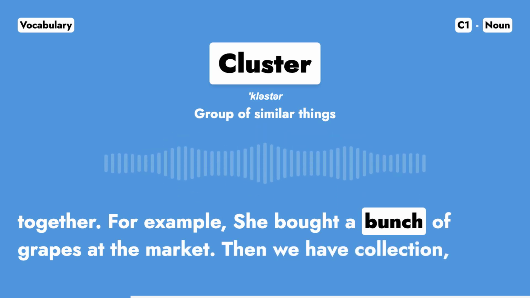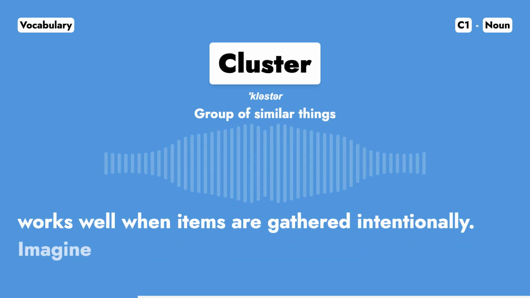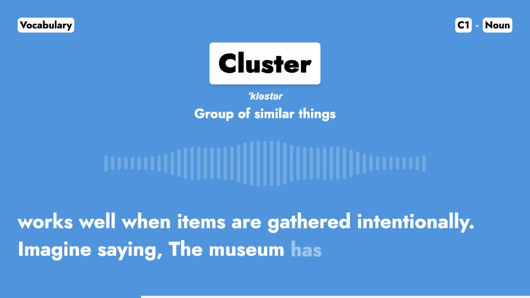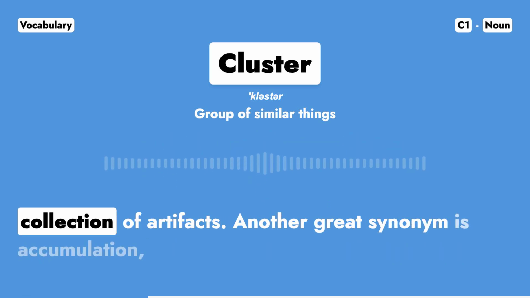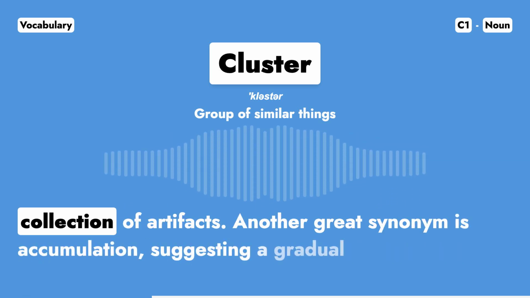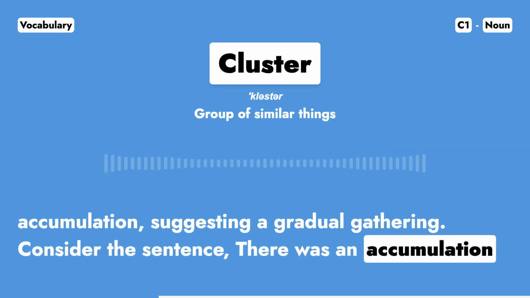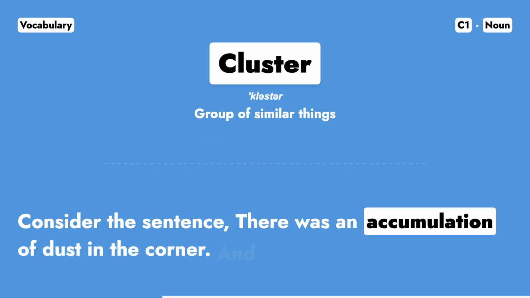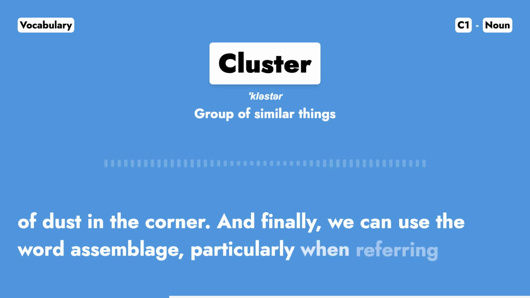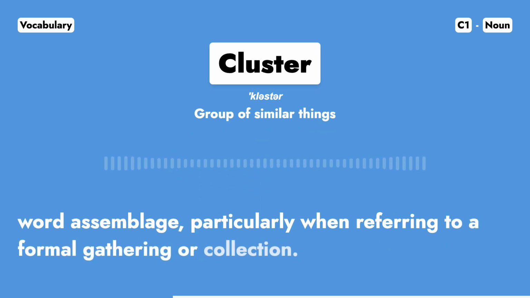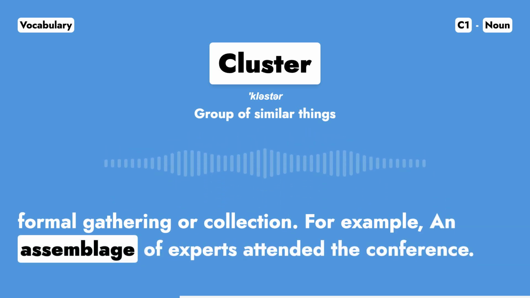Then we have collection, which works well when items are gathered intentionally. Imagine saying, the museum has a valuable collection of artifacts. Another great synonym is accumulation, suggesting a gradual gathering. Consider the sentence, there was an accumulation of dust in the corner. And finally, we can use the word assemblage, particularly when referring to a formal gathering or collection. For example, an assemblage of experts attended the conference.